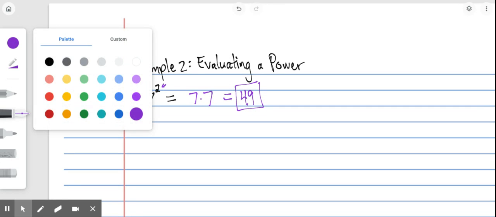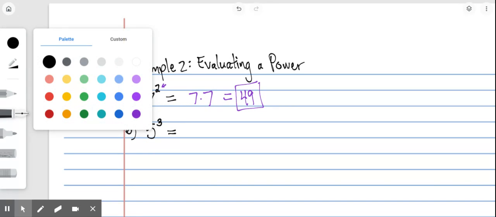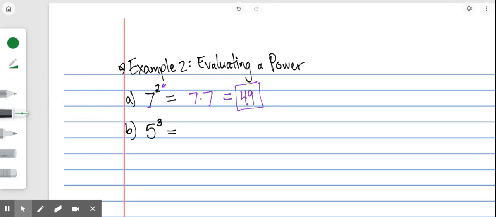Let's try part B. Part B is 5 to the third power. I'm going to do the same sort of thing. I know that 5 is the base, which means it's the number that's being multiplied by itself. The exponent, the 3, tells me that it's being multiplied by itself 3 times. So I do 5 times 5 times 5. Notice there are 1, 2, 3 fives. That's how I know I've done it right.